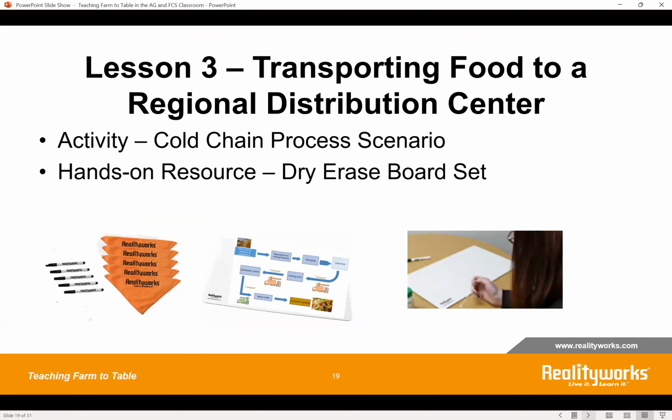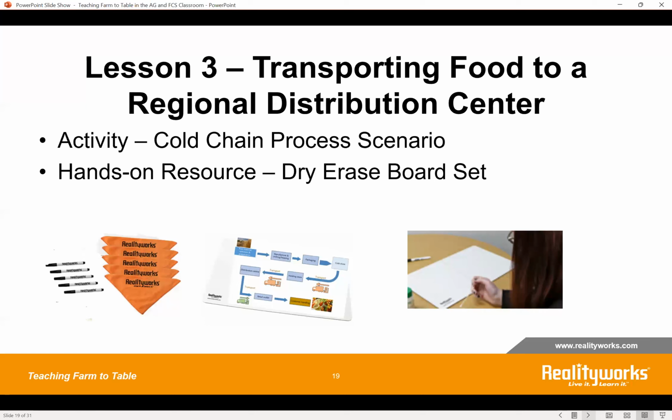So number 3, when we talk about transporting food to a regional distribution center, in this lesson they are really going to be learning all about that cold chain process. The students, as a small group, are going to be given dry erase boards and dry erase markers, and within the lesson they're going to be given a scenario, and then as a group they're going to document the cold chain pack process during the food transportation stage.